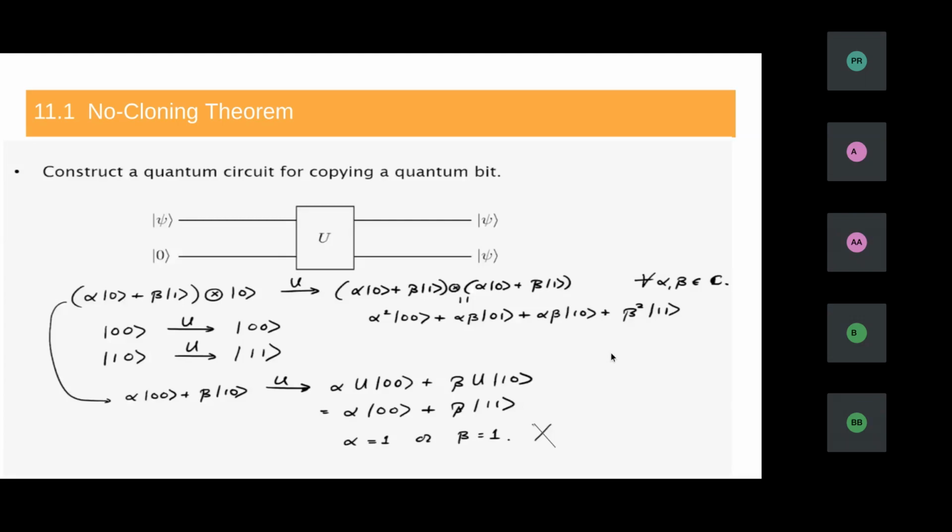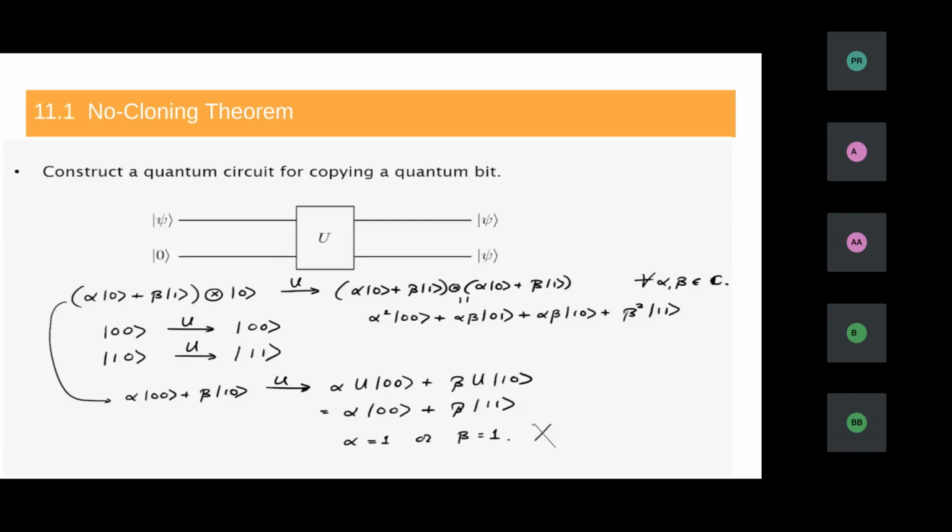What does that mean? It means that cloning is not possible. It is a simple proof. Assuming that it is possible, we have shown that it is not, because it will collapse to one or the other, and we really can't get the combination we are looking for, which is alpha ket 0 plus beta ket 1. So what it means is that you can have no circuit which will be able to clone it.